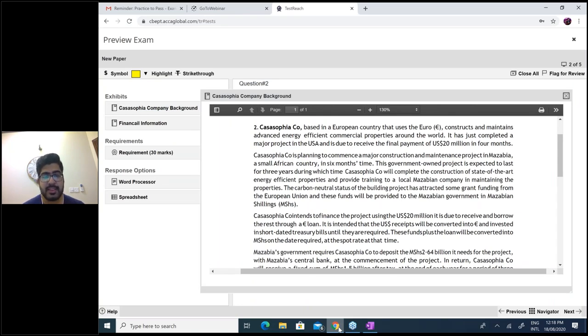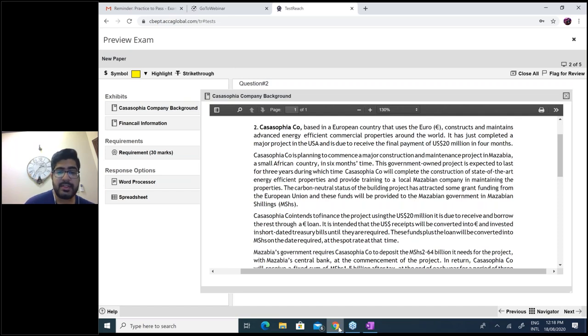Next, Casa Sofia is planning to commence a major construction and maintenance project in Mazabia, a small African country, in 6 months. The government-owned project is expected to last for 3 years, during which time Casa Sofia will complete the construction of state-of-the-art energy-efficient properties and provide training to a local Mazabian company in maintaining properties. The carbon-neutral status of the building has attracted some grant funding from the European Union, and these funds will be provided in Mazabian shillings.